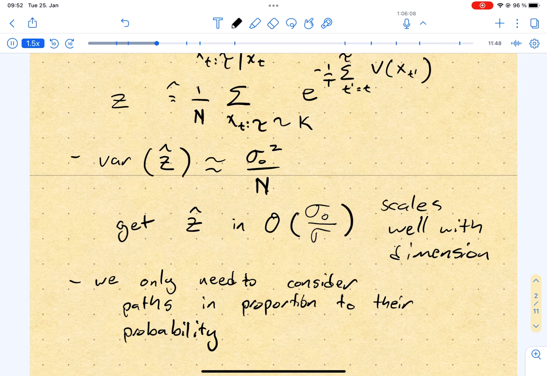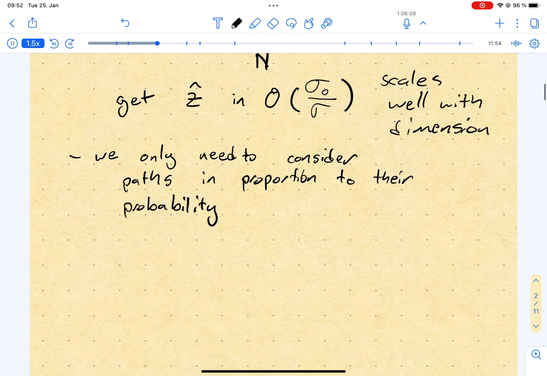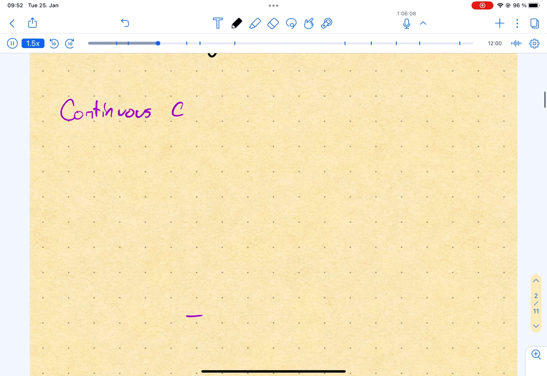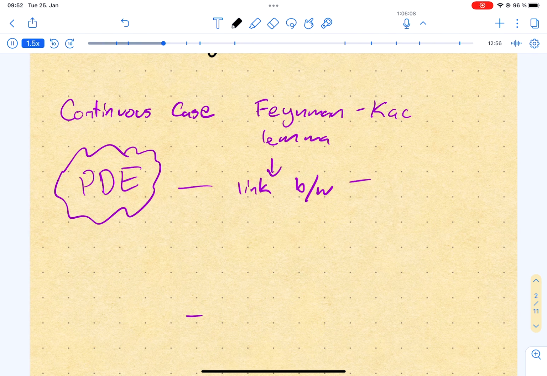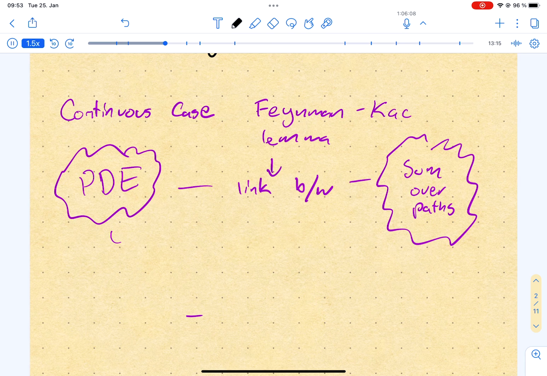Right, so the idea is, in the continuous case, I'll just write this in purple because this is not what we're interested in. You have this Feynman-Kac lemma. I think it's pronounced like that, but it's like Hungarian or something. And this provides a link between the partial differential equation on one side and the path integral sum over paths on the other. In our case, this is the Hamilton-Jacobi-Bellman equation.